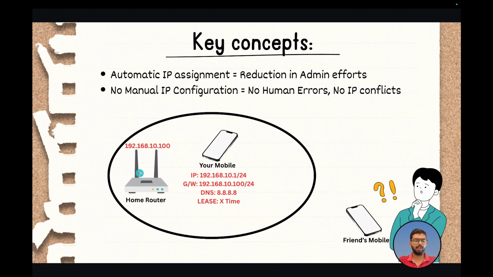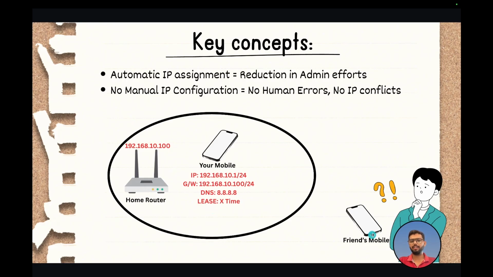Let's say this is your home router, the IP address is 192.168.10.100, and this is your mobile. Now let's say your mobile is connected and you have manually configured the IP 192.168.10.1/24, and the gateway is this home router's IP. So that's the IP address over here, DNS and lease time. What is lease time, we will talk about later, but consider these are the IP settings that are given by a DHCP server. Right now you don't have a server, but you have configured these settings manually.